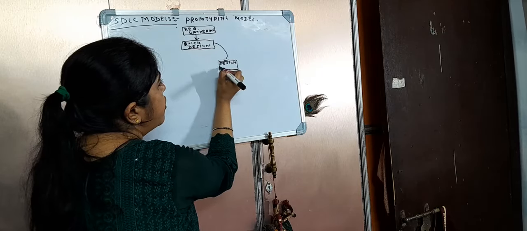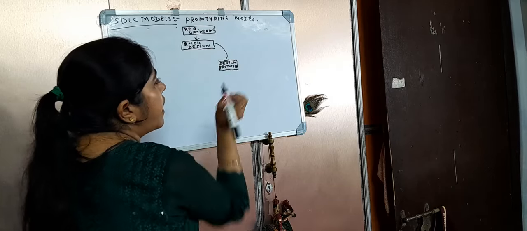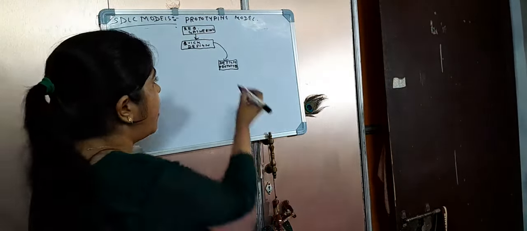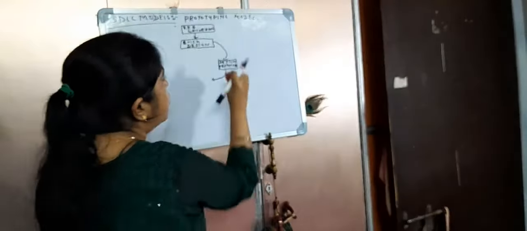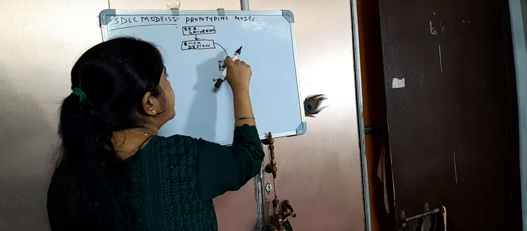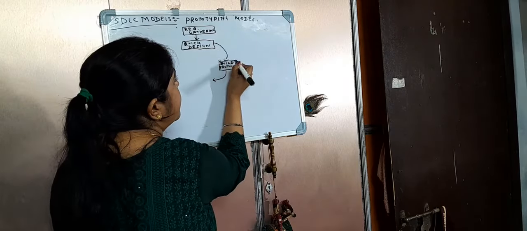Design a prototype. This is why we call this a prototyping model. So here you will be designing a prototype. Now you will design a prototype, or you will build a prototype. Let it be building a prototype. Since you are designing here, you will be building a prototype here.